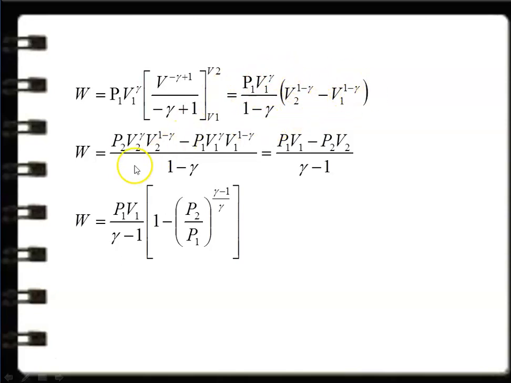and taking the numerator and taking the value inside the bracket, P2 V2 to the power gamma into V2 to the power 1 minus gamma minus P1 V1 to the power gamma into V1 to the power 1 minus gamma divided by 1 minus gamma, very much similar to the previous derivation. So this is P1 V1 minus P2 V2 divided by gamma minus 1, or W equal to P1 V1 by gamma minus 1 into 1 minus P2 by P1 to the power gamma minus 1 by gamma. So this is the work done for the polytropic process.